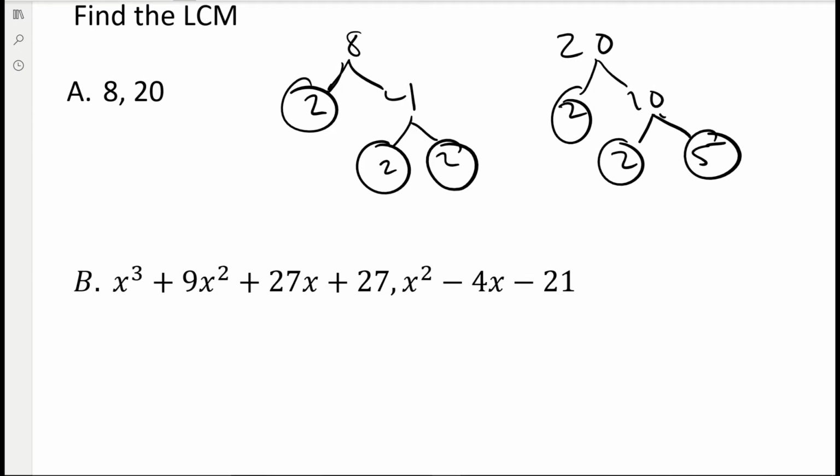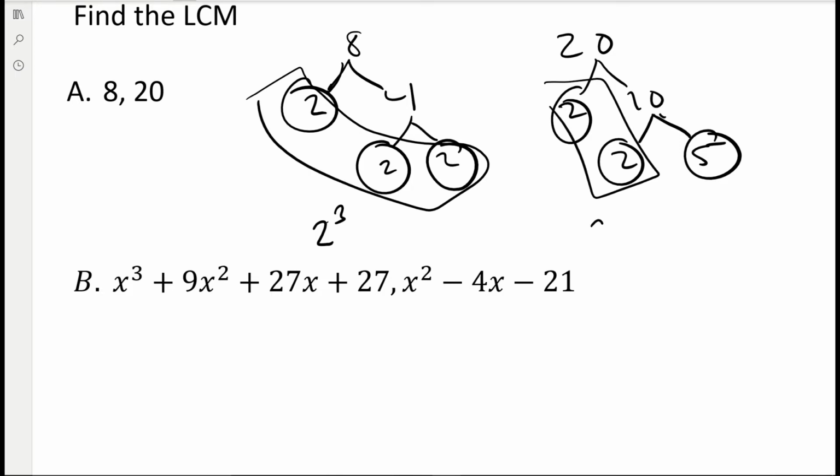So 8 is 2 to the 3rd power. There's 3 2's here, right? So that's a total of 3 2's. So 2 to the 3rd. And here we got 2 2's, so that's 2 to the 2nd. And then we got a 5, so times 5 to the 1st.